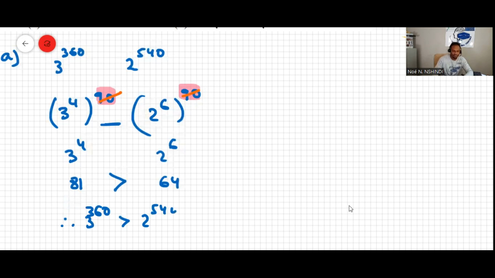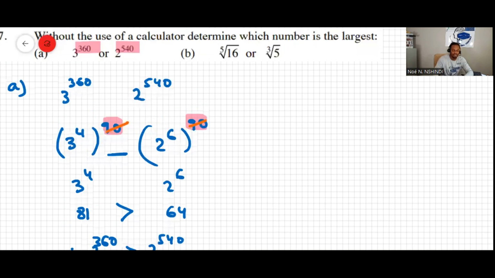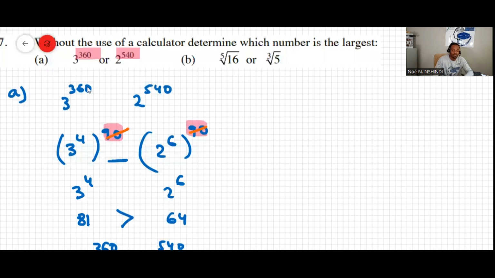Let me say it over again. First, I tried to find the common factor of 360 and 540. I took the highest common factor here, which was 90. Now, instead of writing 3 to the power of 360, I write 3 to the power of 4, to the power of 90. Same also here. Instead of writing 2 to the power of 540, I write 2 to the power of 6, to the power of 90.